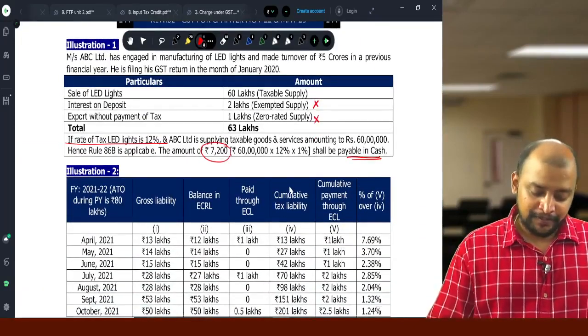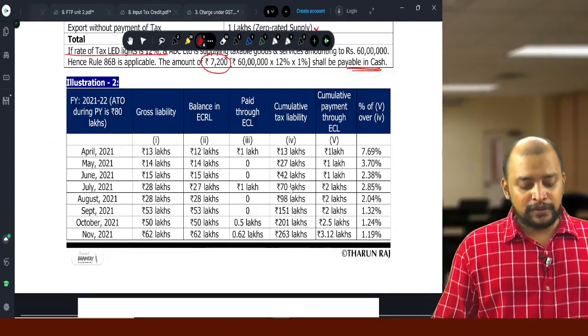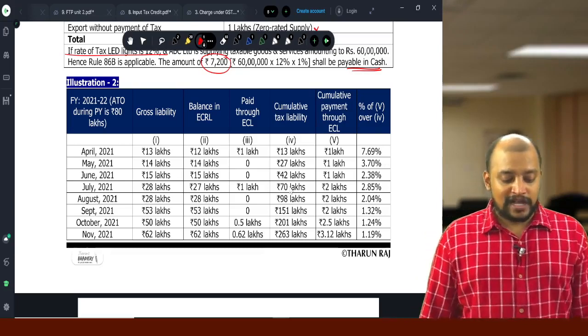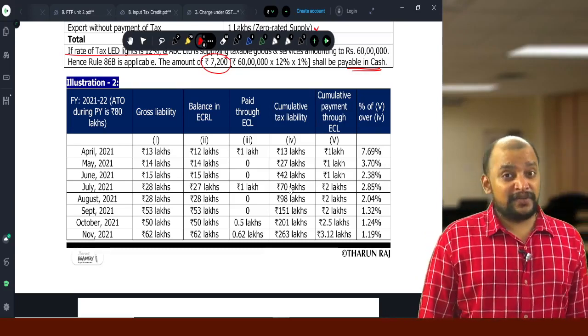FCM liability. Then question number 2, financial year 2021-22. So April gross liability 13 lakhs, credit ledger we have 12 lakhs.